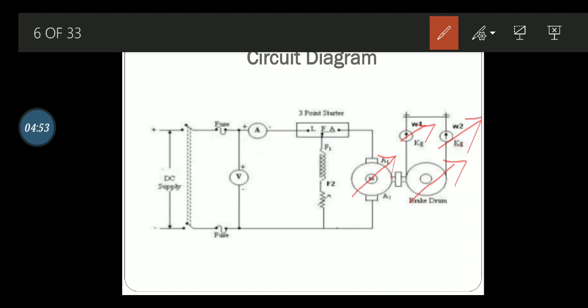It consists of 3 points, L, F and A. A be the armature terminal of the 3-point starter, F be the field terminal of the 3-point starter, L be the line terminal of the 3-point starter. A terminal of the starter is connected to the armature winding of the motor. F terminal of the starter is connected to the field winding of the motor. L terminal of the starter is connected to the supply.